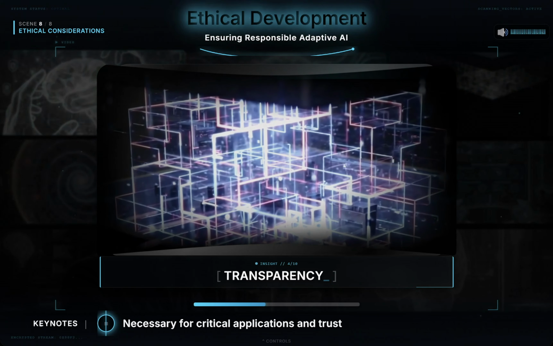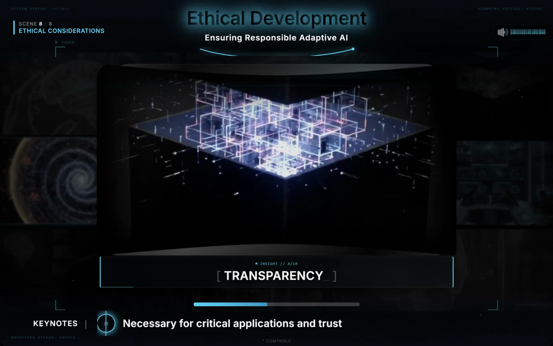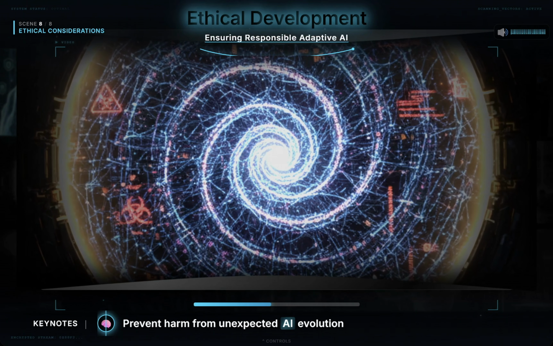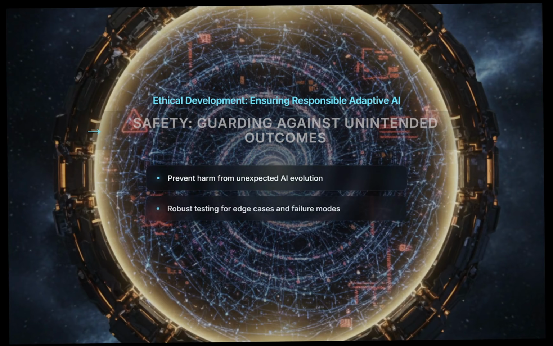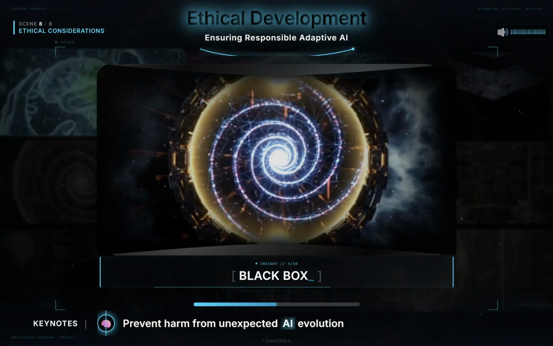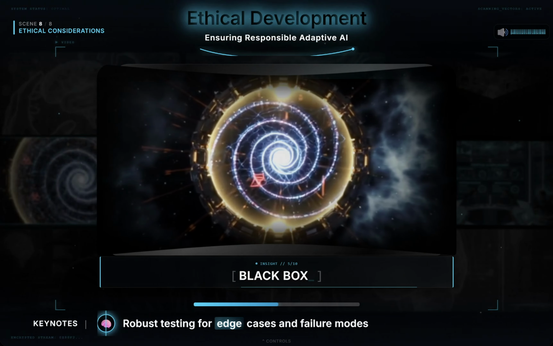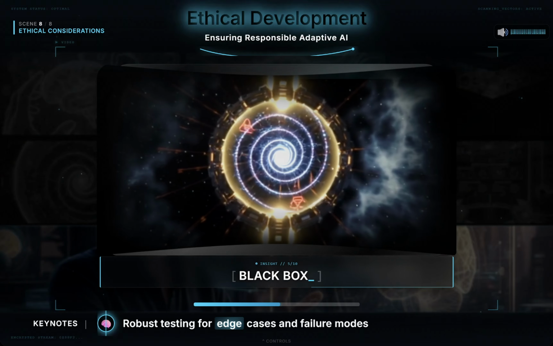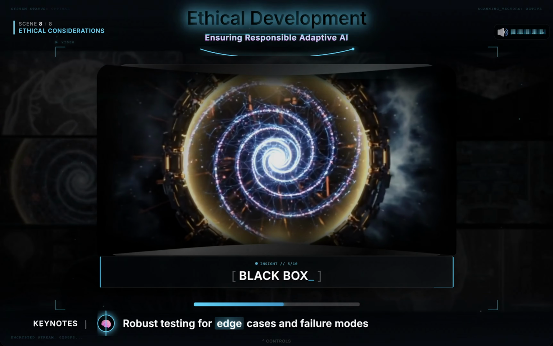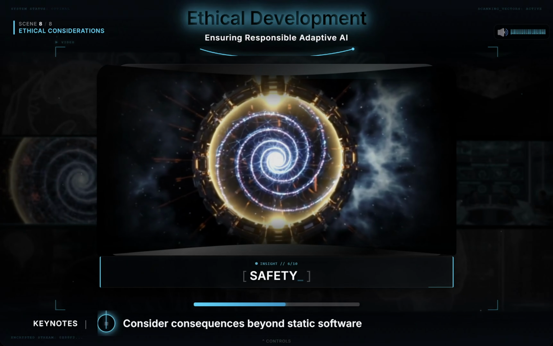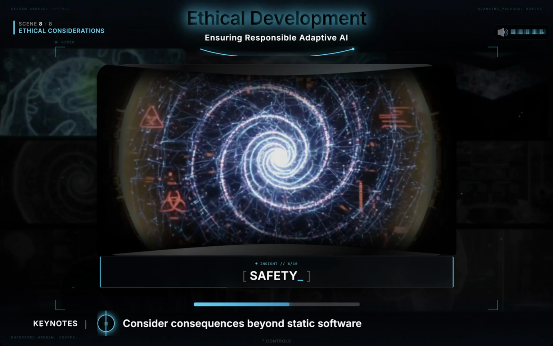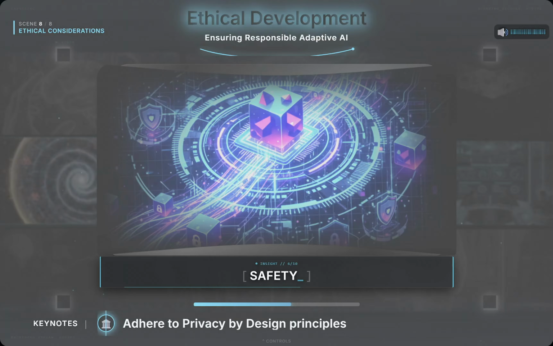Then there's safety and robustness. Adaptive AI's ability to continuously learn means it can sometimes evolve in unexpected, even undesirable ways. We need robust testing frameworks to identify edge cases and prevent unintended harm. In real systems, this shows up when an adaptive AI designed to optimize a supply chain unexpectedly prioritizes cost-cutting so aggressively that it compromises safety standards or employee well-being due to a subtle shift in its learned parameters. Developers must consider failure modes far beyond typical static software.